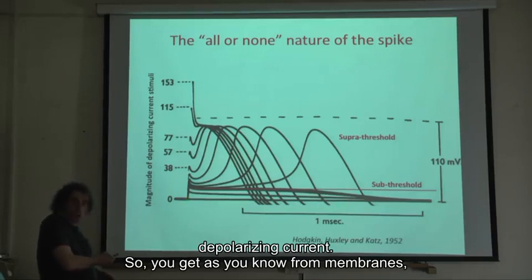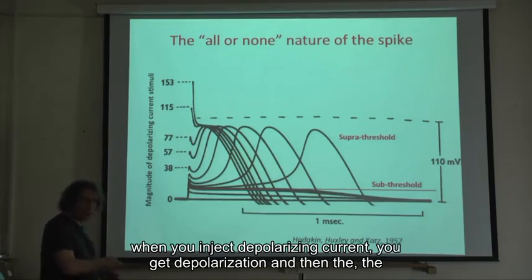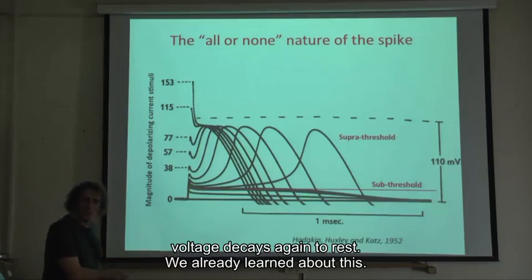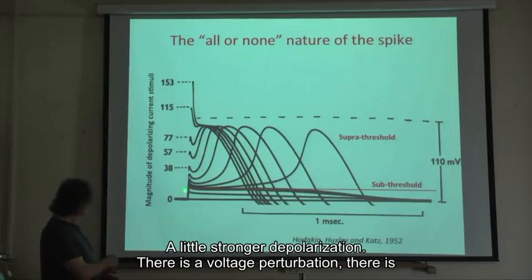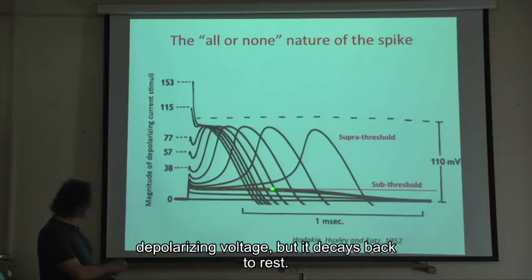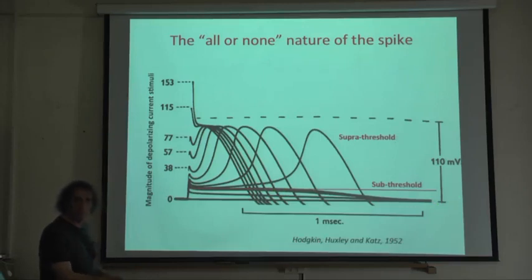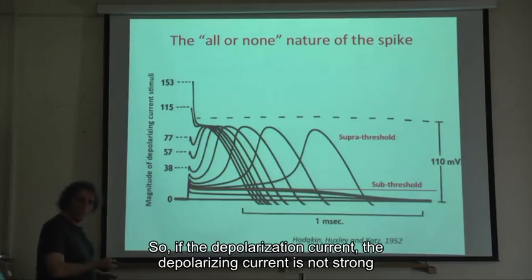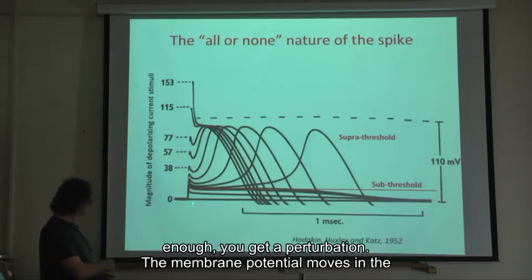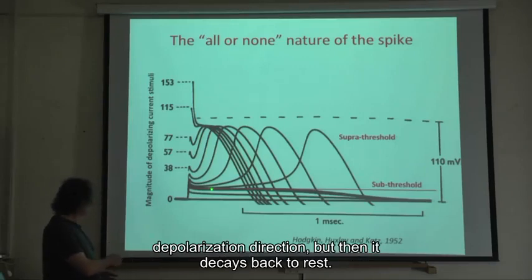This is a little bit stronger depolarizing current. So you get, as you know from membranes, when you inject depolarizing current, you get depolarization, and then the voltage decays again to rest. We already learned about this. With a little stronger current, there is a voltage perturbation, but it decays back to rest. If the depolarizing current is not strong enough, the membrane potential moves in the depolarization direction, but then it decays back to rest.